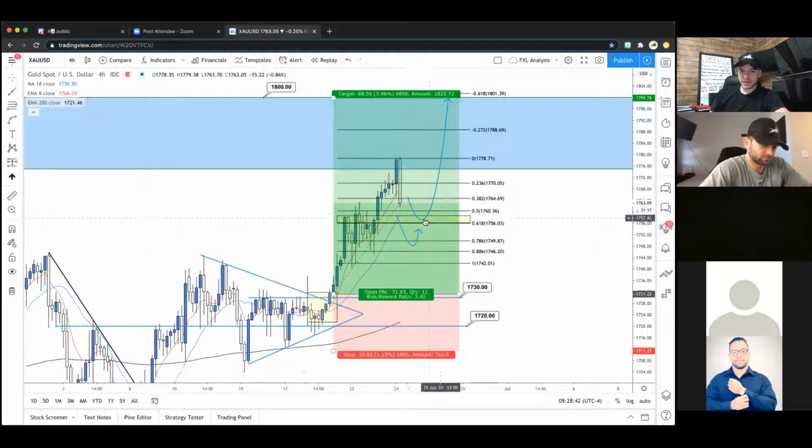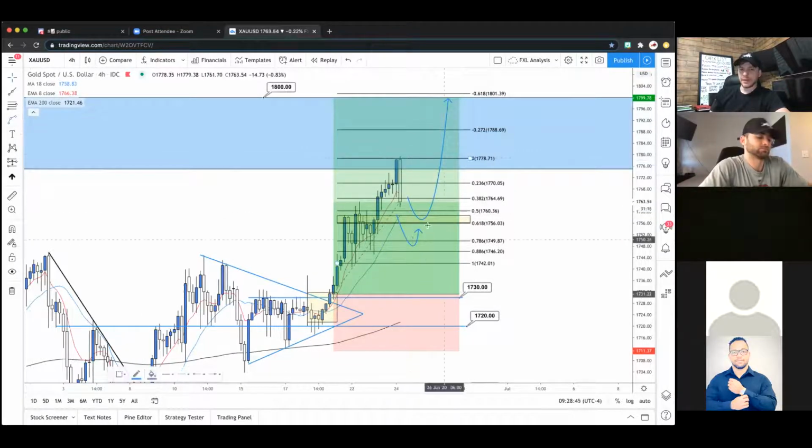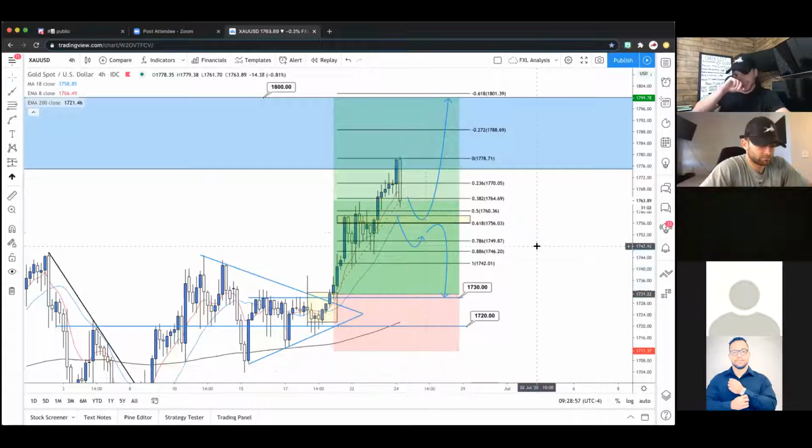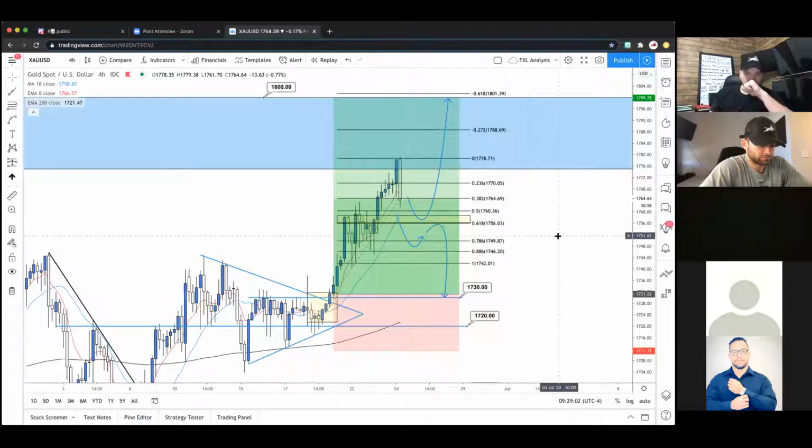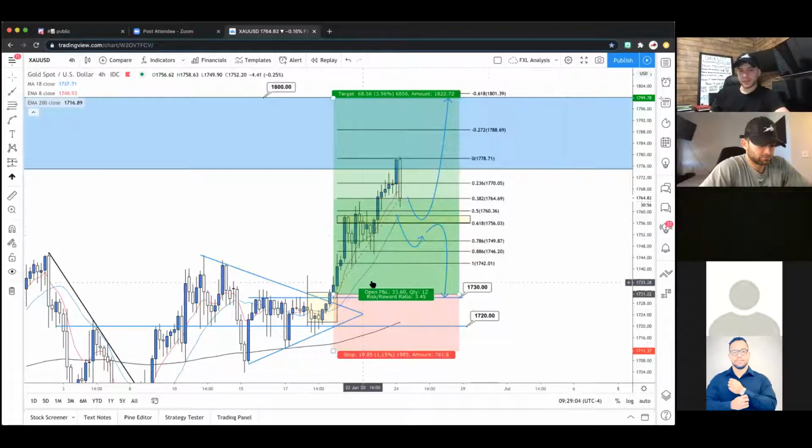So if you break this major support and you get a lower high, you don't want to be in this trade. You're leaving a lot of profit on the table. It already retraced a couple hundred pips, so you just want to be aware. You want to minimize your loss, okay? So yeah, this second trade path down here, this is more bearish once it gets below this level. Okay, so that's gold. Pretty freaking crazy.